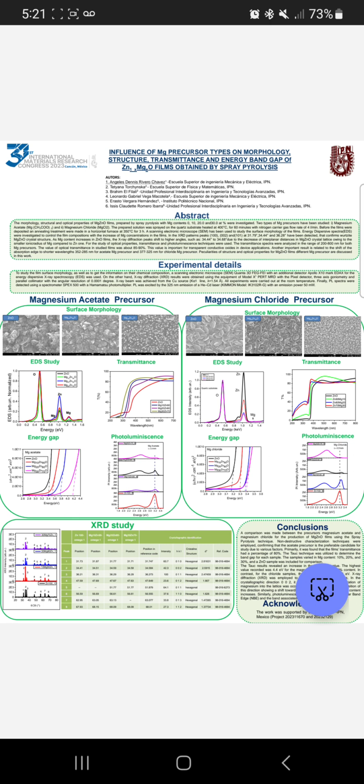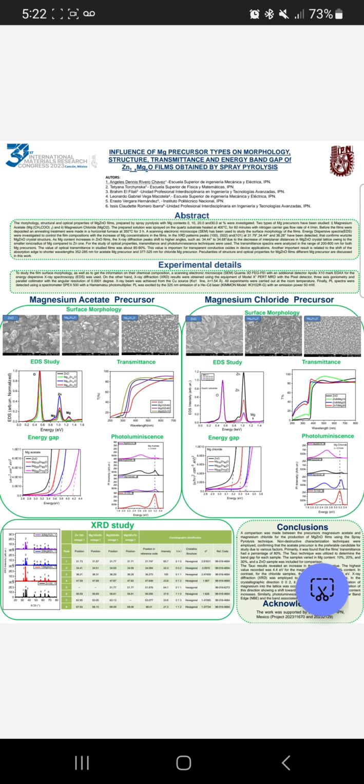The prepared solution was sprayed on the quartz substrate, heated at 400 degrees Celsius for 60 minutes, with nitrogen carrier gas flow rate of 4 liters per minute. Before the films were deposited, an annealing treatment was made in a horizontal furnace at 350 degrees Celsius for 3 hours. A scanning electron microscope has been used to study the surface morphology of the films. Energy dispersive spectra were investigated to control the film's composition with the increase of magnesium concentration in the films.